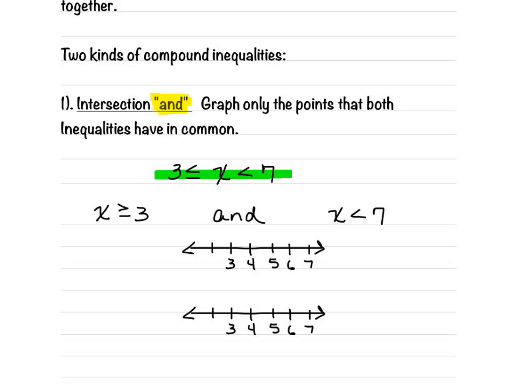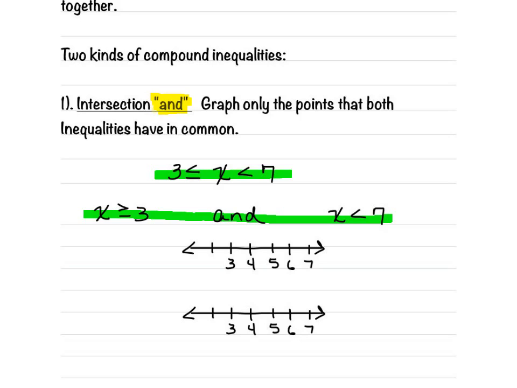Another way that you'll see a compound "and" inequality is written this way. It's the same inequality but written in a different way: x is greater than or equal to 3 and x is less than 7.